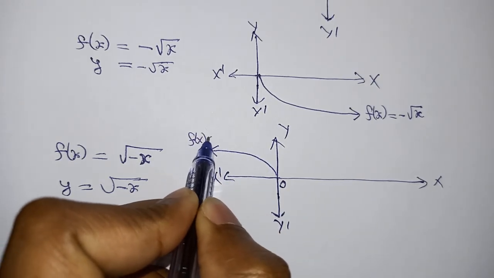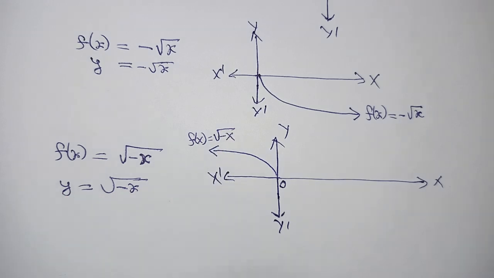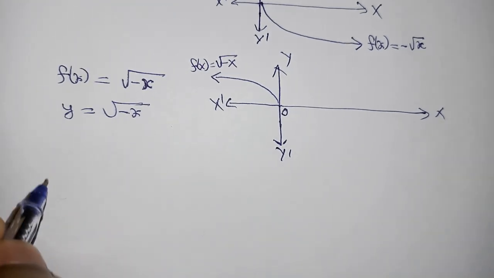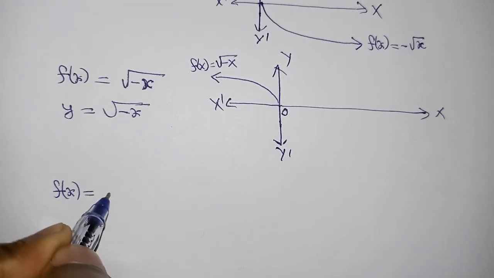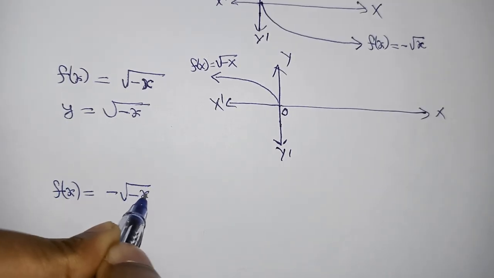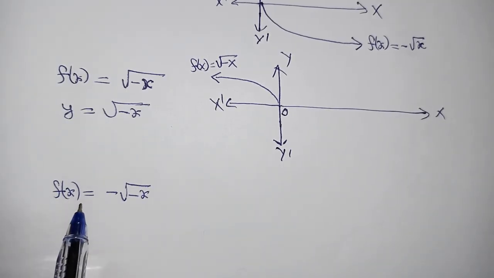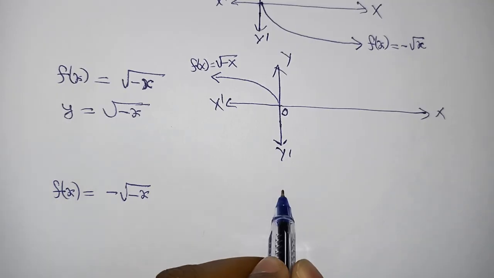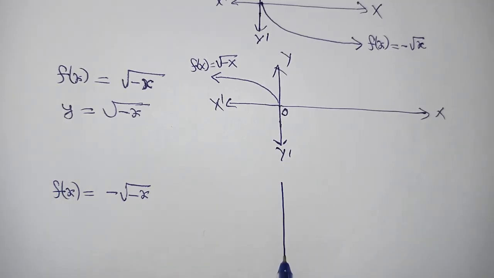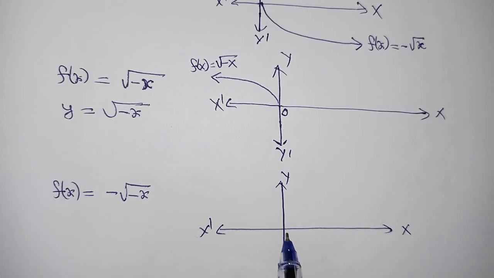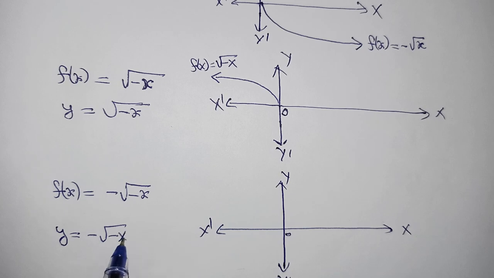f of x equal square root of minus x. And what happens when we take f of x equal minus square root of minus x? So when you take f of x equal minus square root x, there will be two things that happen. So this is the x-axis, this is y, and this is x dash, this is y dash. So the first thing that happens is, we take y equal minus square root of minus x.